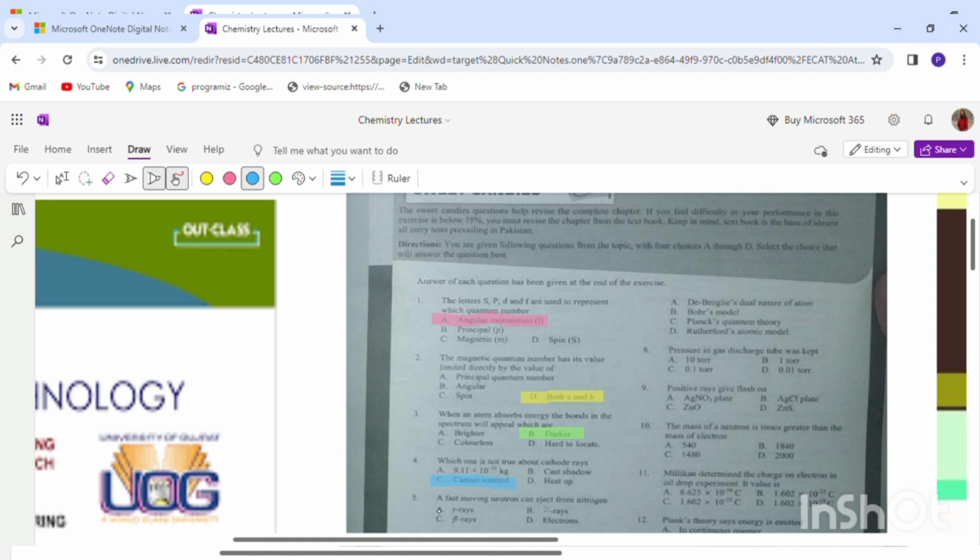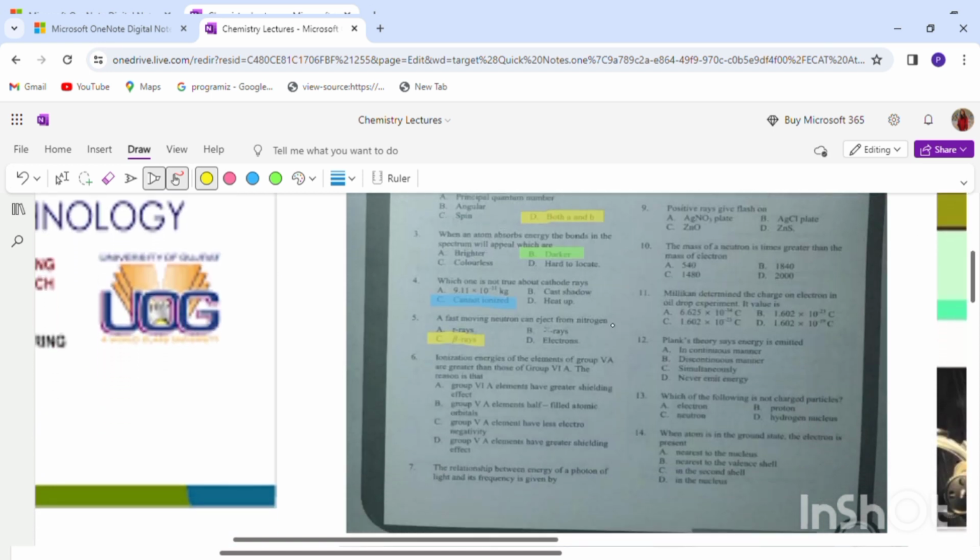The fifth MCQ: a fast moving neutron can eject from nitrogen. What they are asking is what goes out when the neutron is ejected, right? We need to tell that. So the correct option here is beta. These are very easy, right?